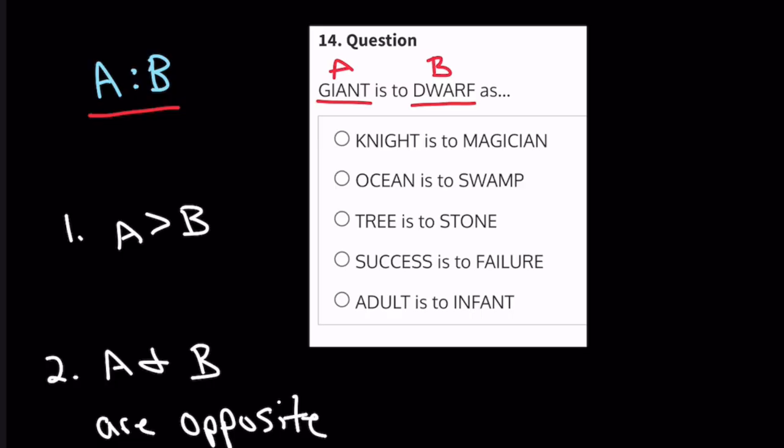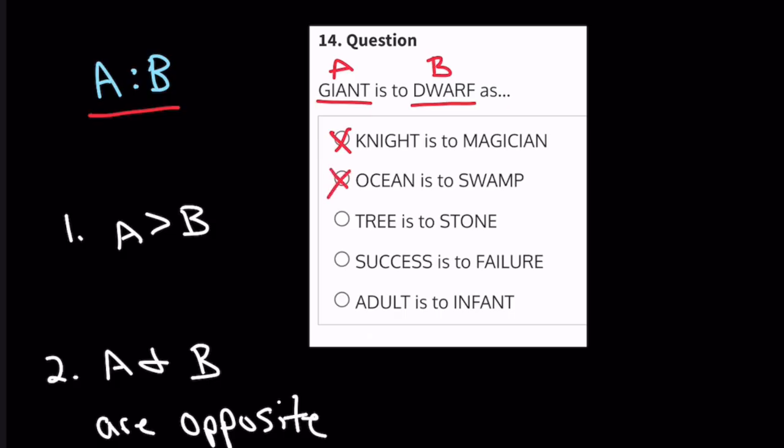So first one we have is knight is to magician. So a knight and a magician are both mythical creatures. However, a knight is not necessarily bigger than a magician, so we're going to eliminate that answer choice. Next, we have ocean is to swamp. So an ocean is bigger than a swamp, and they are both water features. However, an ocean is not opposite to a swamp. They're not opposite, so we're going to eliminate that answer choice.